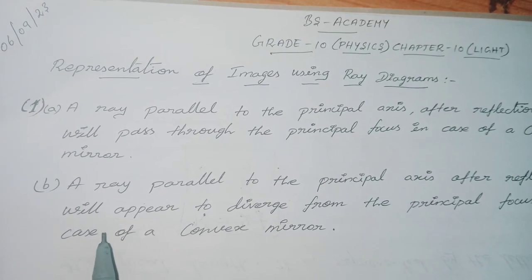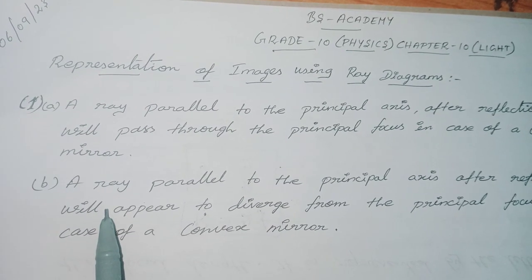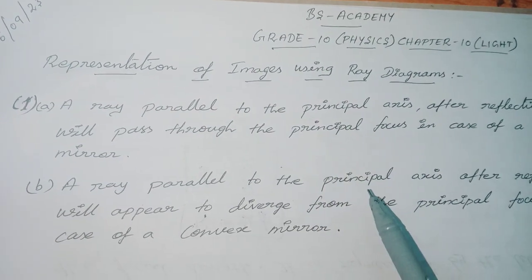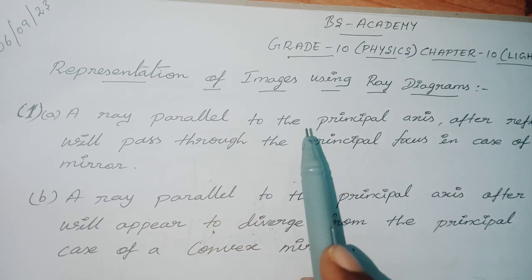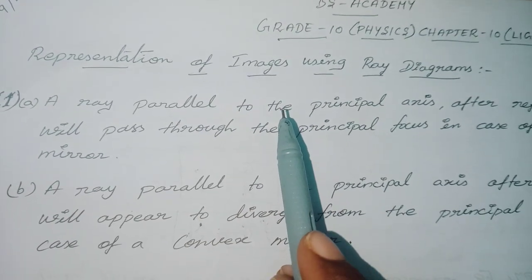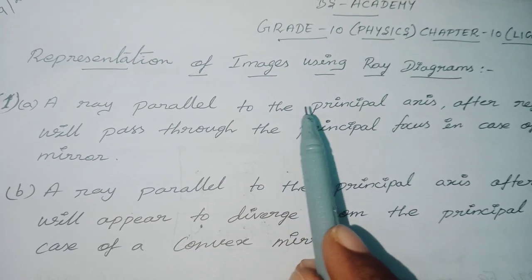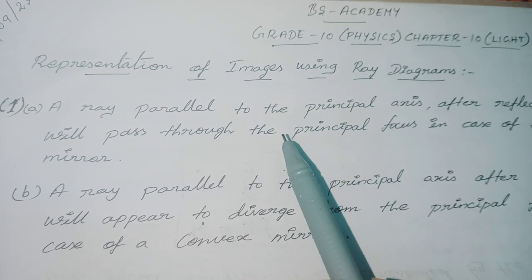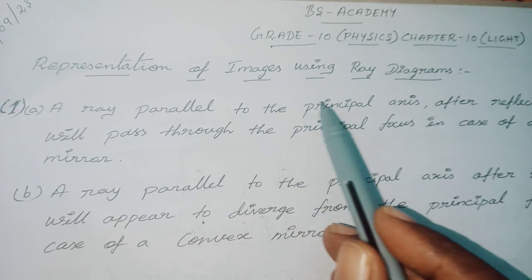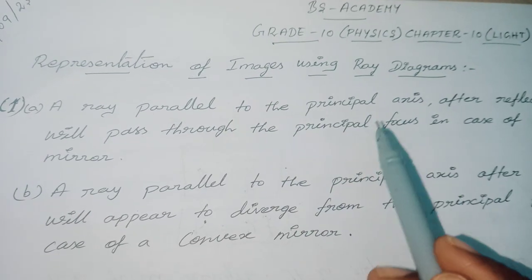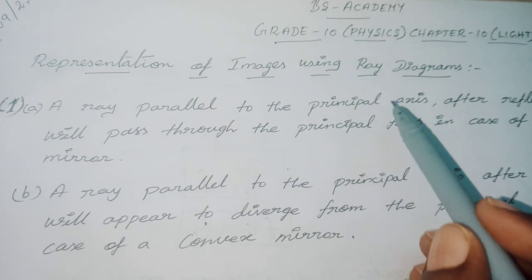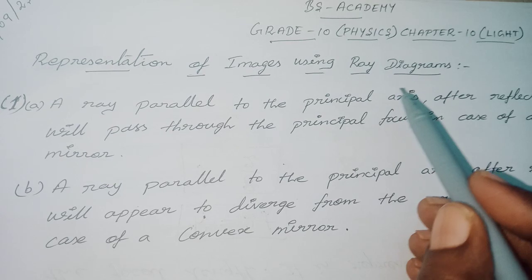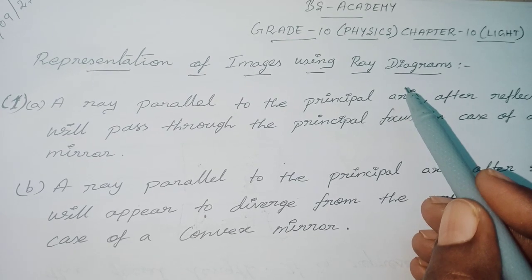In this video we are going to discuss the representation of images using ray diagrams. We have to discuss the representation of images in the case of concave mirror and also convex mirror. So how do we represent the image formation of the concave and convex mirror? We have to use ray diagrams. When we are drawing the ray diagrams, we have to follow some rules. We are going to discuss those rules in this video.